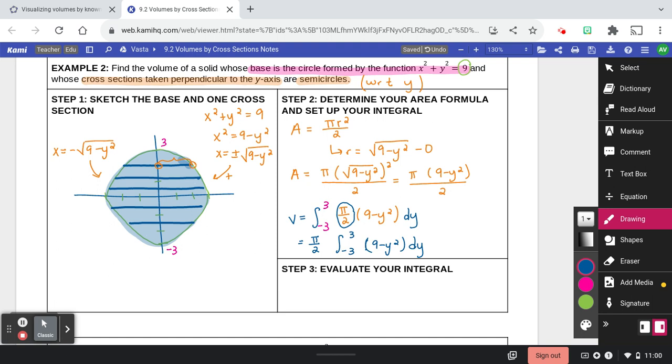So in order to do that, I'm going to do the antiderivative. The antiderivative of 9 minus y squared would be 9y minus 1/3 y cubed plus c. And I'm going to evaluate between -3 and 3. Now, if I plug in my numbers, I get pi over 2 times, if I plug in the number 3, I get 27 minus 9 plus c, minus, and if I plug in the number -3, I get -27 plus 9 plus c.